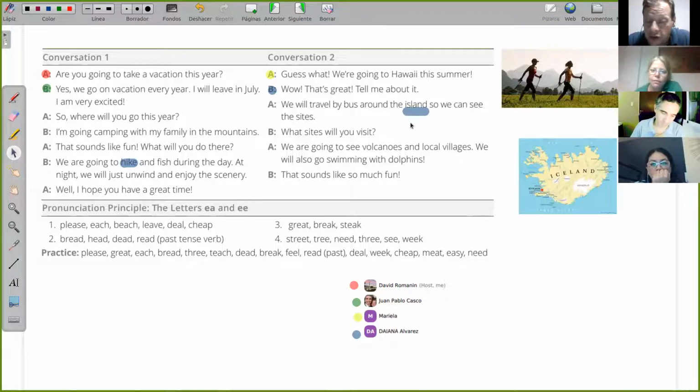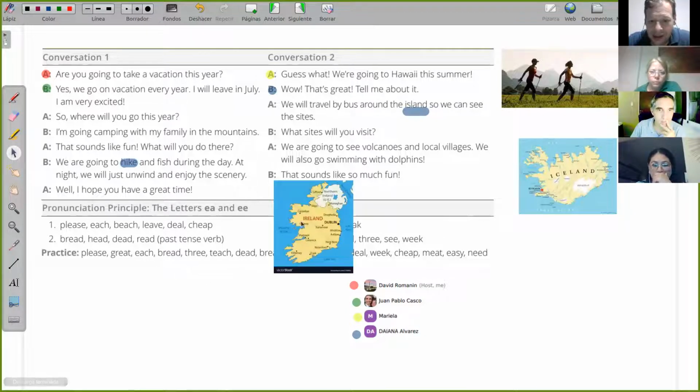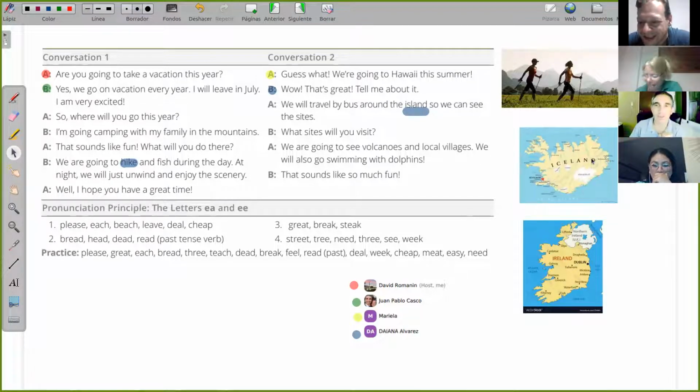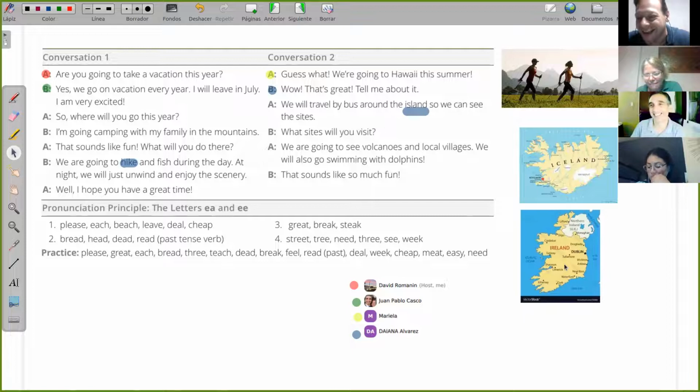Island. That is not this word. That is another island that is called Ireland. Okay? Iceland, Ireland, island. They are both islands. Okay? It's confusing. I will apologize.